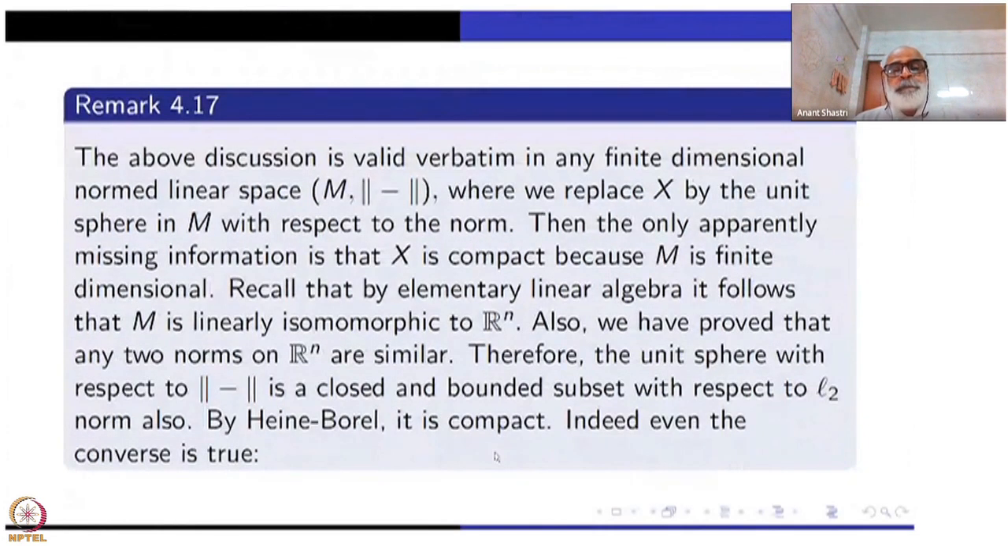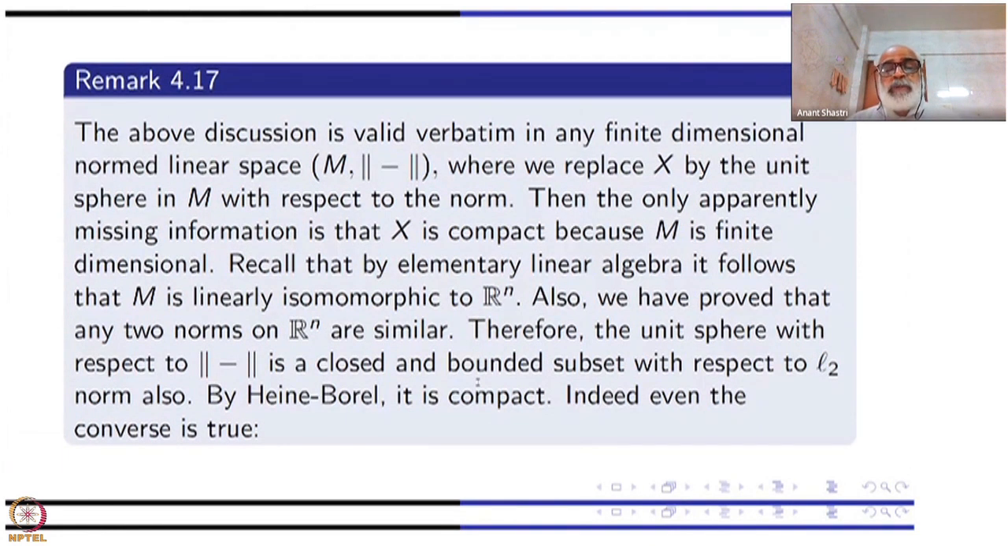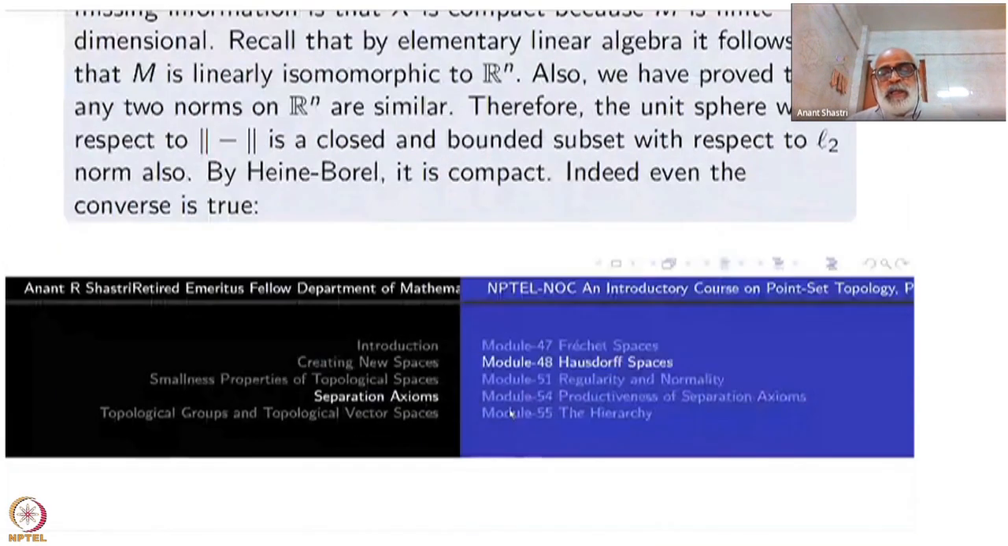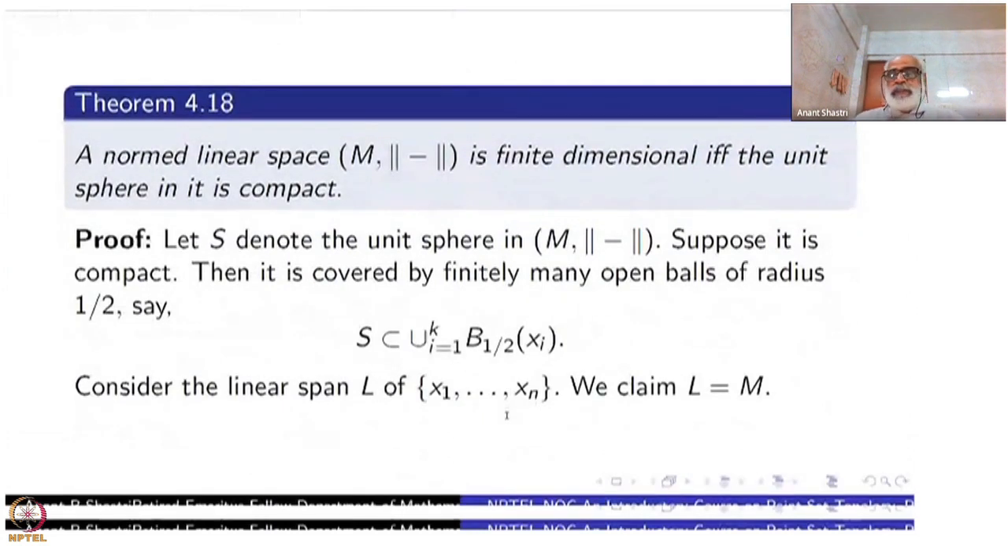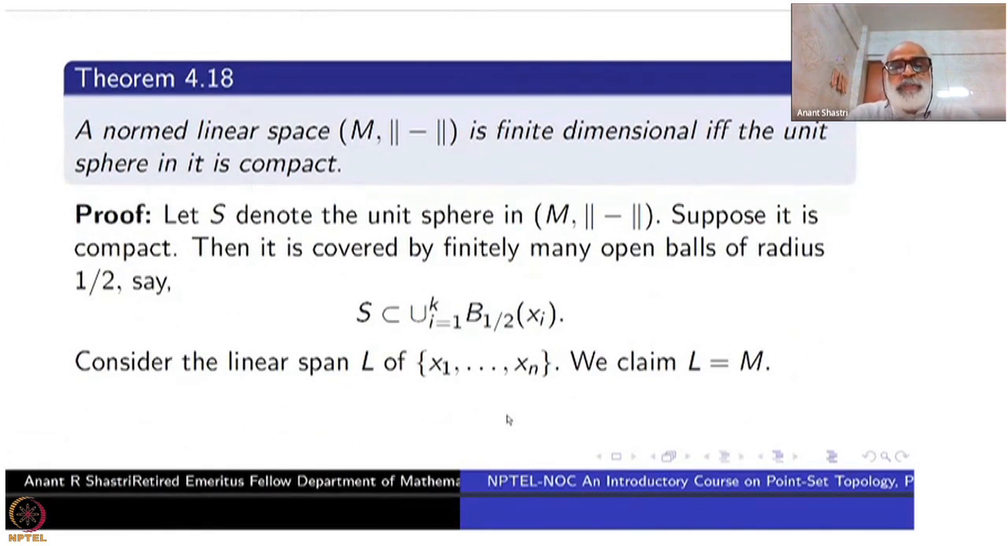Therefore, whatever analysis we did, namely that the unit sphere is homeomorphic to the whole of Rn, is valid inside any finite dimensional normed linear space. Now we come to the converse: if the sphere is compact in a normed linear space M, then M itself is finite dimensional. That is the next theorem we are going to prove. This is a standard result in functional analysis. Let us prove it as an application of whatever we have done so far. A normed linear space M is finite dimensional if and only if the unit sphere in it is compact.